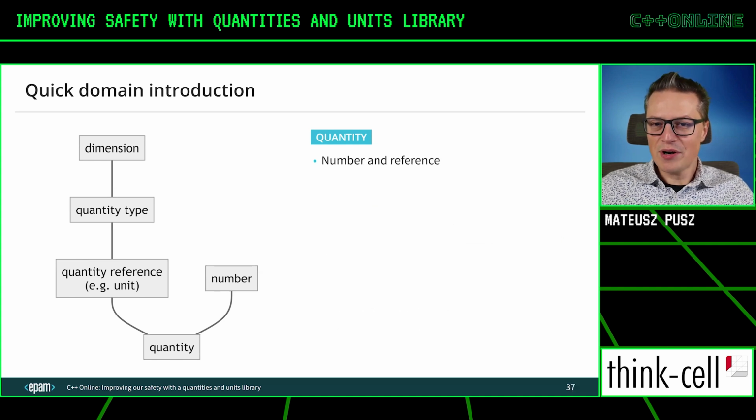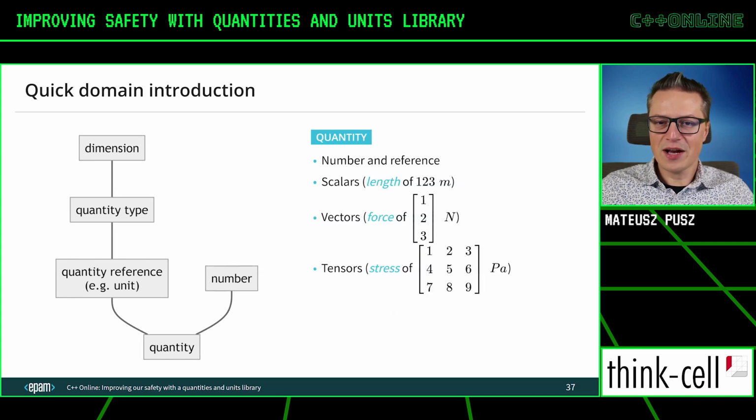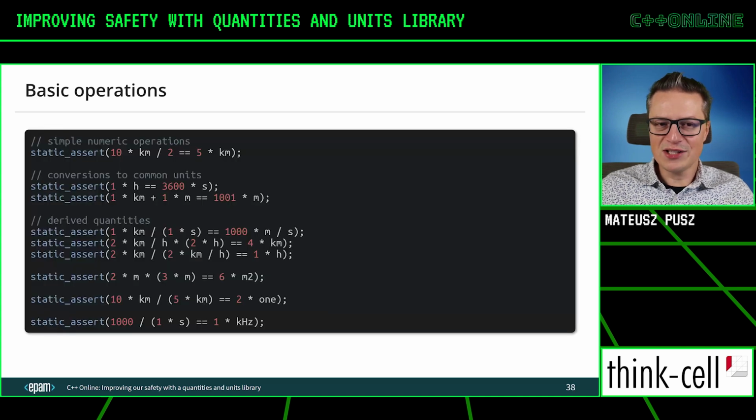A quantity is a number and a reference by definition. And we have different kinds of numbers we can use. We may have scalars for length, we can have vectors for things like force, or we may have tensors for things like stress. All of this should be somehow supported by the library as well. And the library should provide at least those operations, right? We should have simple numeric operations like division and multiplication by scalars. We should have conversions to common units, so you can do arithmetic on one dimension, or one kind, to be exact.